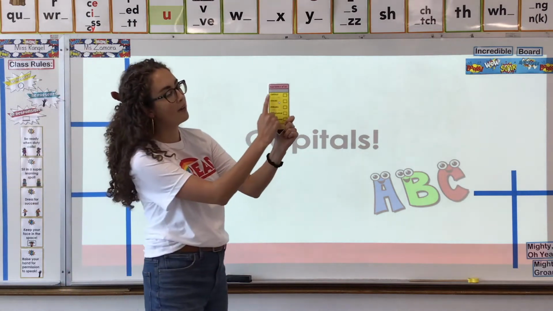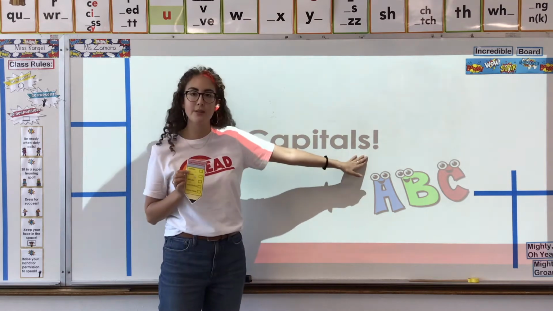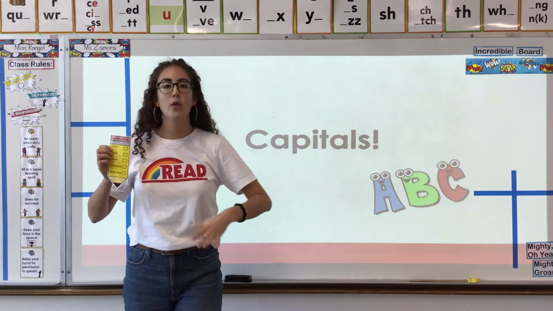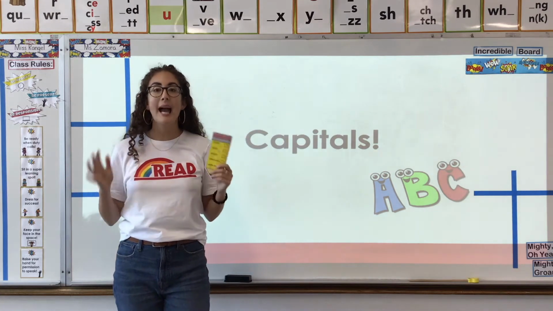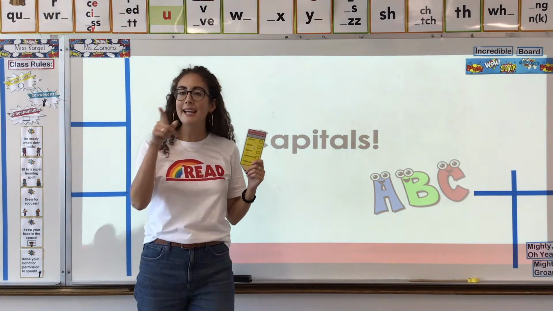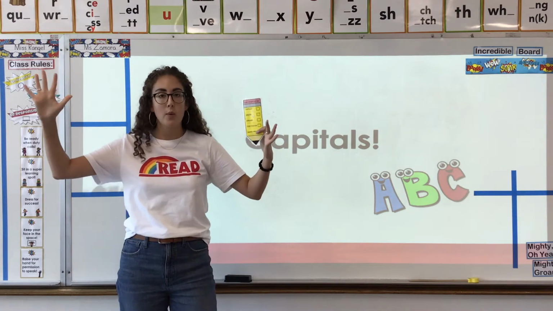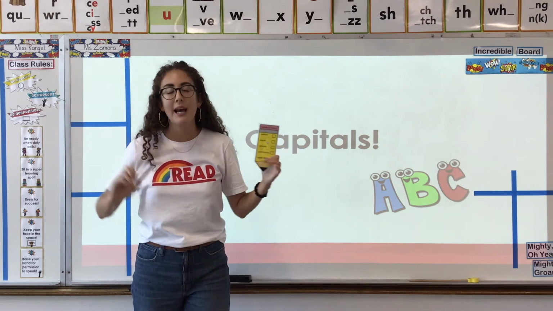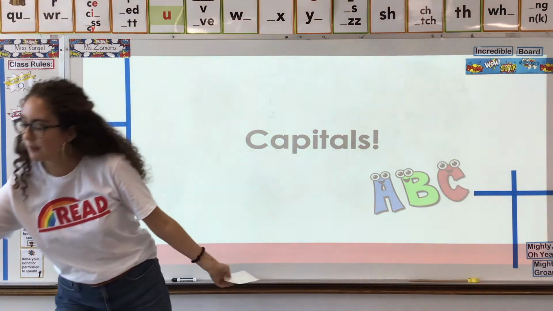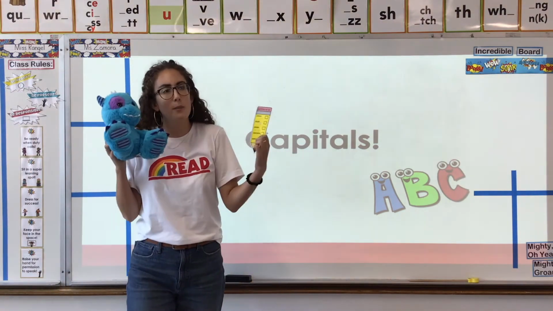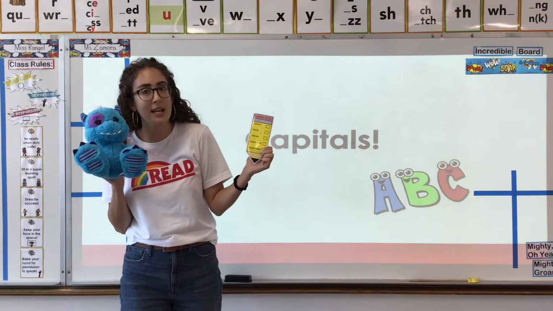On the top of our writer's checklist, there is the word that says capitals. Capitals. Those are the uppercase letters of our alphabet. And capitals means that at the beginning of each sentence, you need a capital letter. You need a big uppercase letter at the beginning of each sentence. And let me ask Mr. Mo, why is it important to have capitals at the beginning of each sentence?